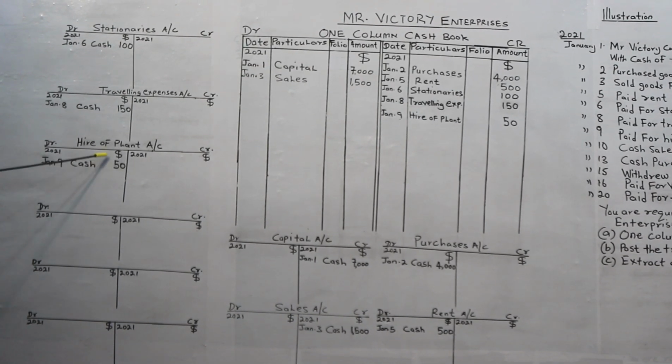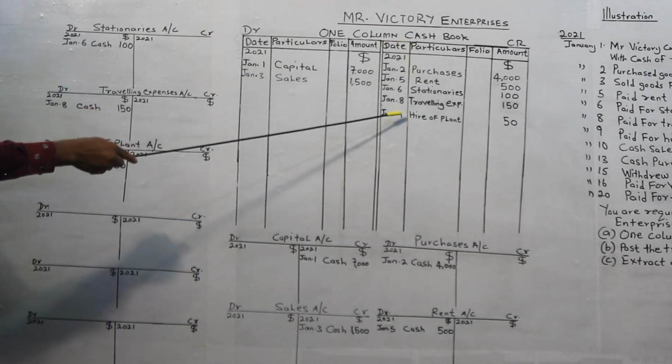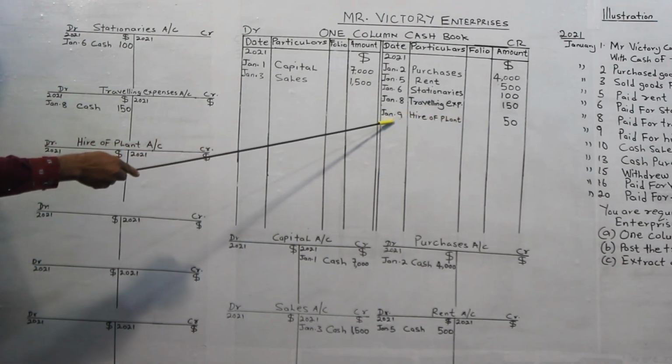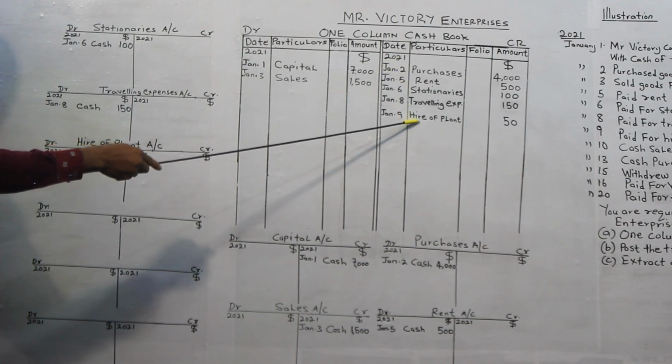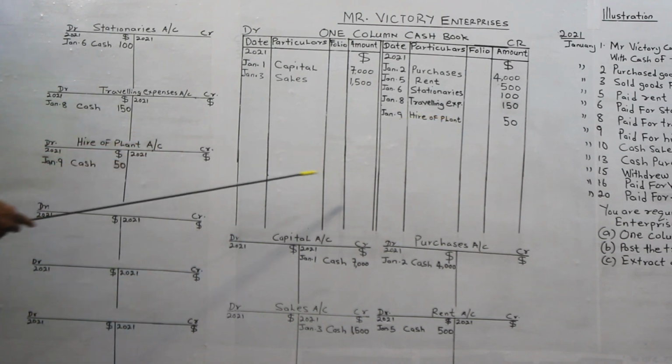So we debit hire of plant account with $50 received from cash on January 9, 2021, and we credit the cash account, or the cashier, with $50 on January 9th, 2021, spent in respect of hire of plant. So the cashier is giver, while the hire of plant account is receiver.